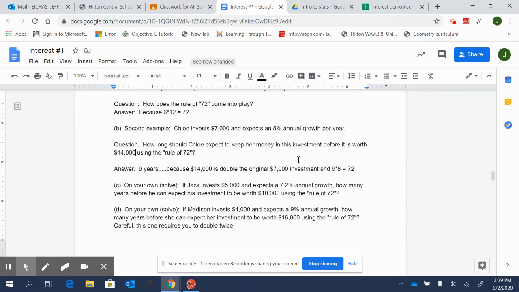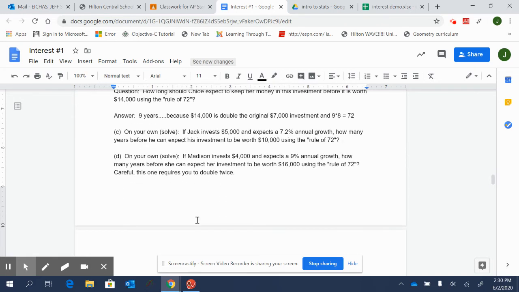Okay, so there's that. All right, so real quick with this one, if we invest $5,000 and expect 7.2% to be our annual growth, how many years before we can expect this to be worth 10,000? That means double. Okay, so the 5,000 turns into 10. Using the rule of 72, well, 7.2 times 10 will get us 72. So the answer to this one should be 10 years.